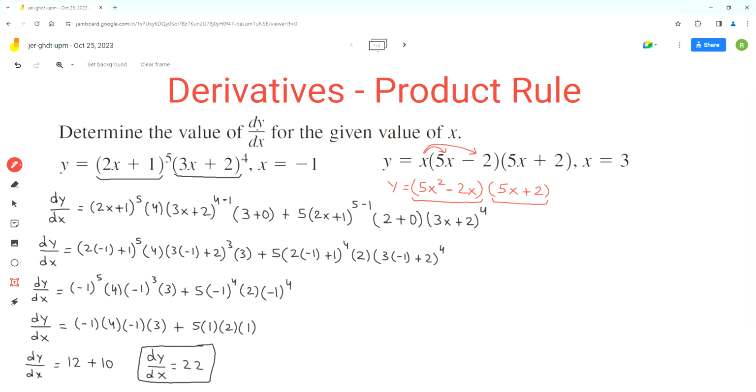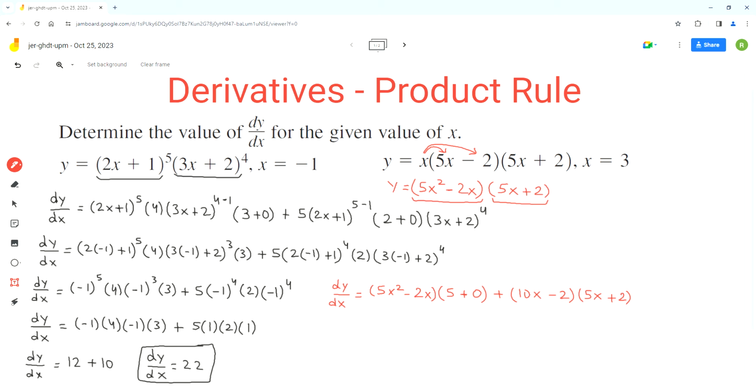So we can start here because we'll need some space. So dy over dx equals, so we'll write the first function 5x squared minus 2x times the derivative of the second function, which is 5 plus 0, because the derivative of 5x is just 5 and the derivative of 2 is 0 because 2 is a constant, plus now the derivative of the first function, and that will be 10x minus 2 times the second function 5x plus 2. So this is the derivative expression.